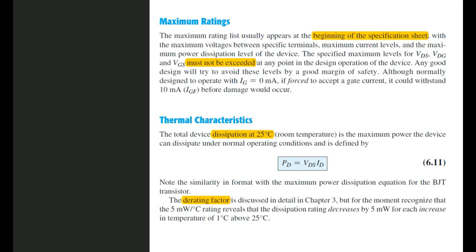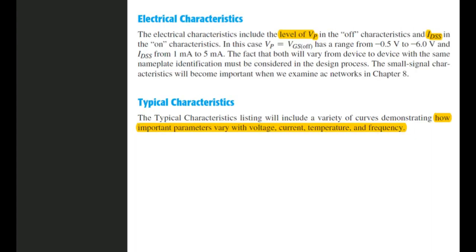There is another thing discussed here, the derating factor, which we have already discussed in chapter 3, but the thing to recognize is that a 5 milliwatt per degree centigrade rating reveals that the dissipation rating decreases by 5 milliwatt for each increase in temperature of 1 degree C. The derating factor is the information that if the temperature rises by 1 degree C, then the power dissipation rating decreases by 5 milliwatt.